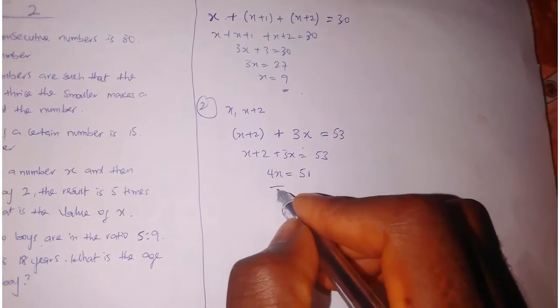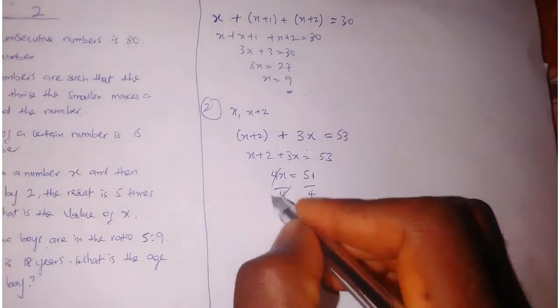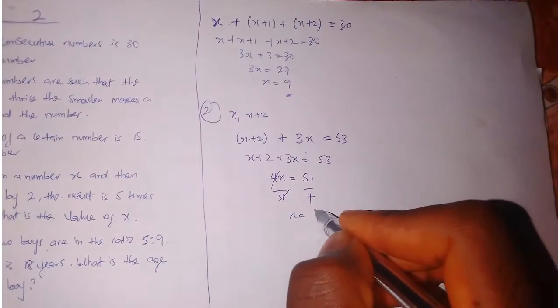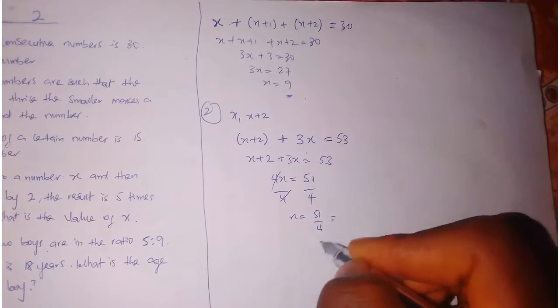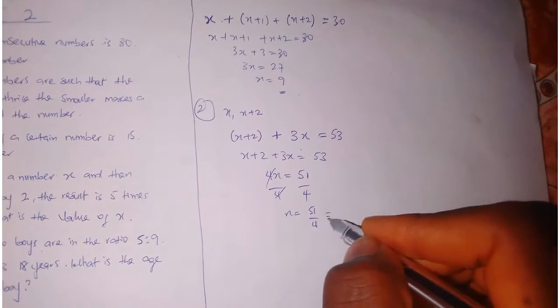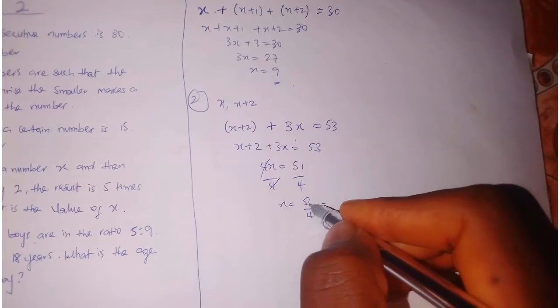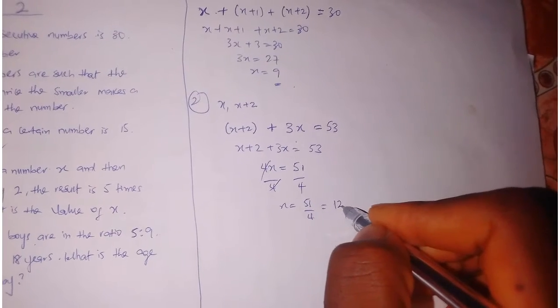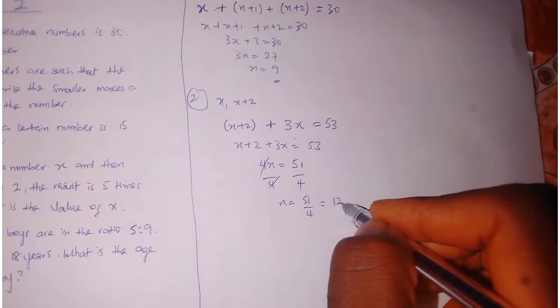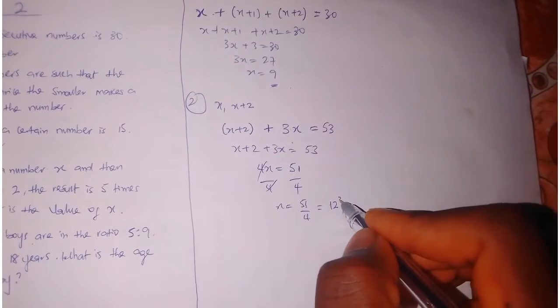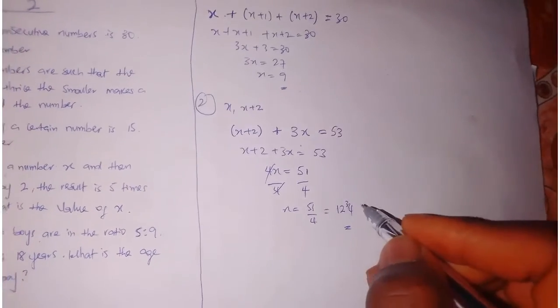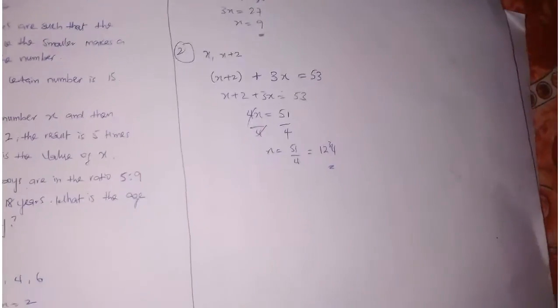So in that case, I'll divide both by 4. So x is equal to 51 over 4. If I decide to find this, 4 times 12 is 48. So that's 12 for the number, 48, and 3 over 4. Okay, so that's number 2 question.